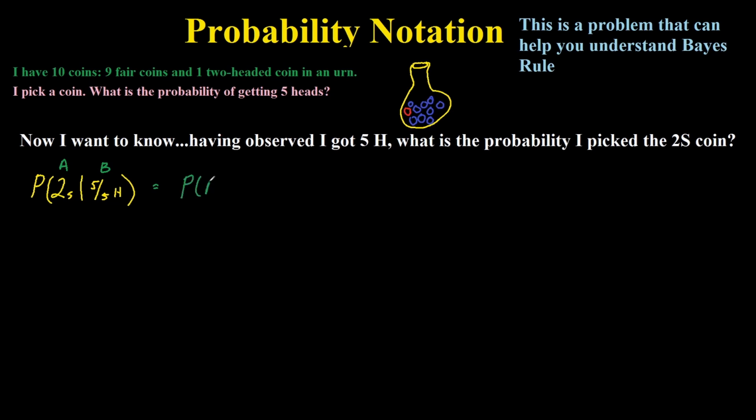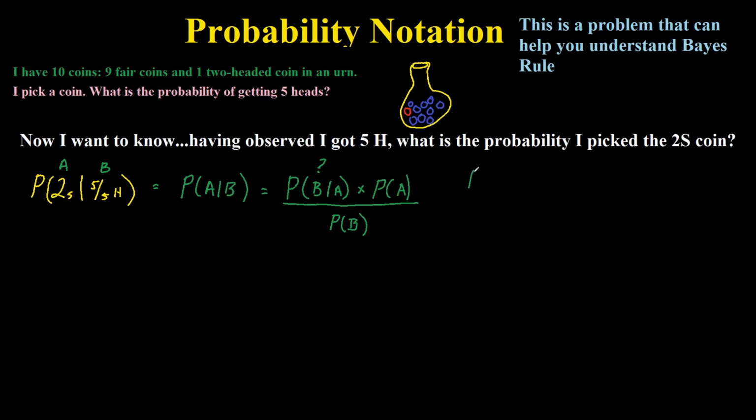So Bayes' rule states that the probability of A given B is equal to the probability of B given A times the probability of A, all divided by the probability of B. Now this seems really abstract, but let's take this apart. Don't give up on me. Let's look at what this looks like.